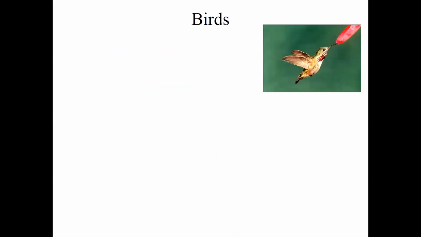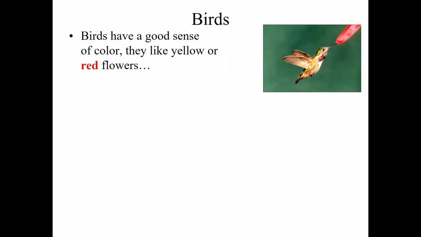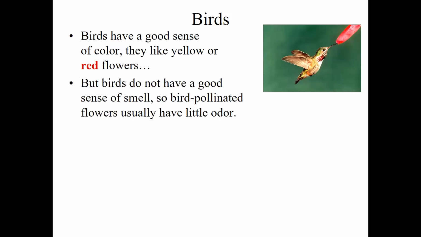Birds, very nice. You can see here hummingbird. Birds have a good sense of color. They like yellow or red flowers. And if you browse bird pollinated flowers on the net, you can find lots of them. And people studied a lot about how hummingbirds get the nectar and do the pollination. Really amazing physics is here.